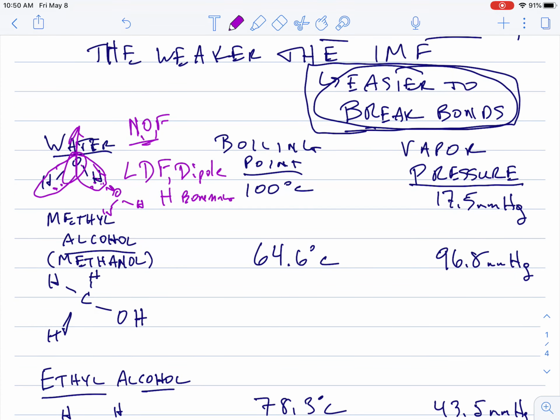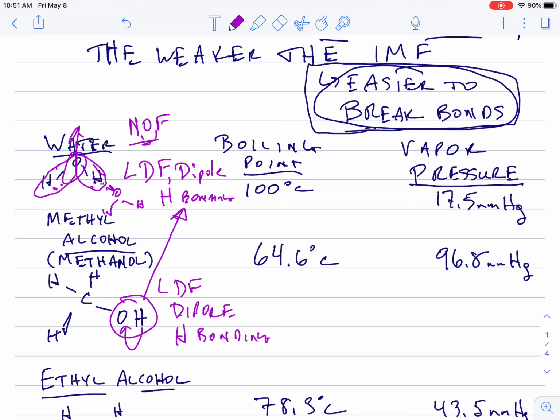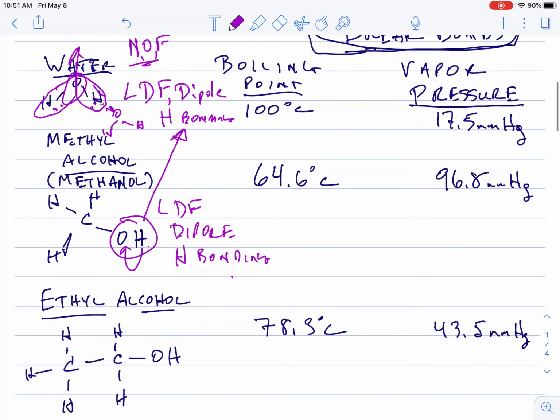Now, if you look at methyl alcohol, 1 carbon, 3 hydrogens, and an OH group on the end. This is also going to have London dispersion forces. It's also going to have a dipole moment because of that hydrogen. So it's going to have a dipole. And it's also going to have hydrogen bonding. But this hydrogen bonding won't be as strong as in water, because there is just one hydrogen attached to that oxygen. Okay? So it's going to have hydrogen bonding, but not as much.